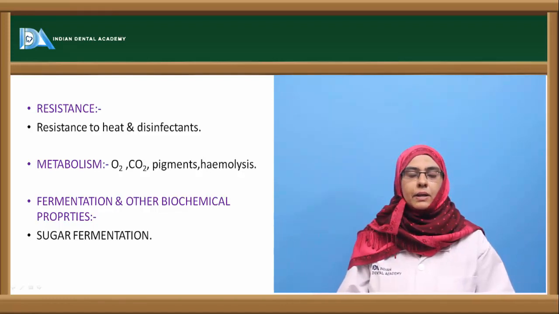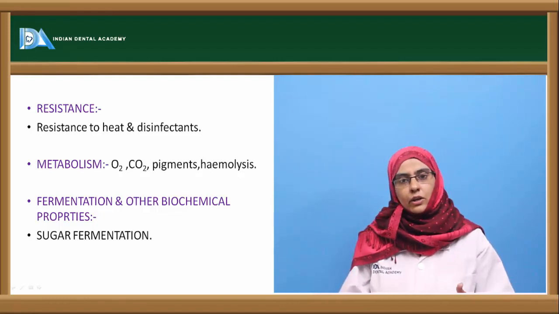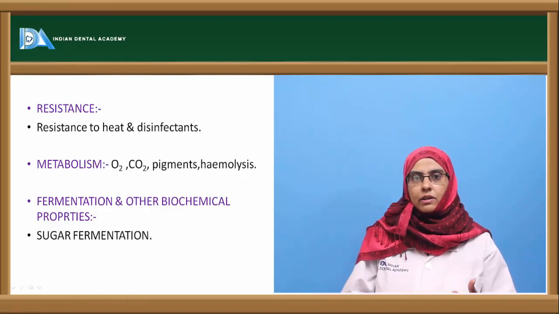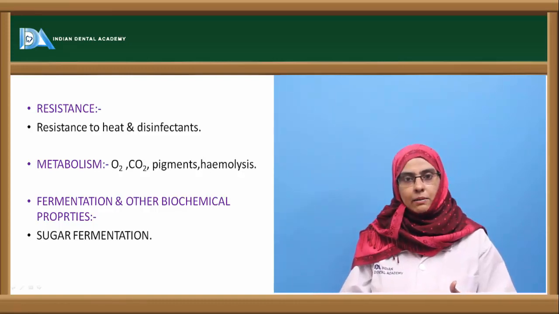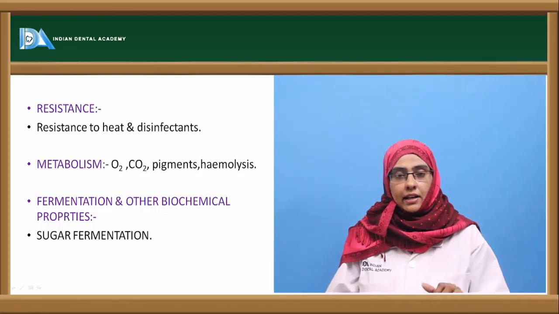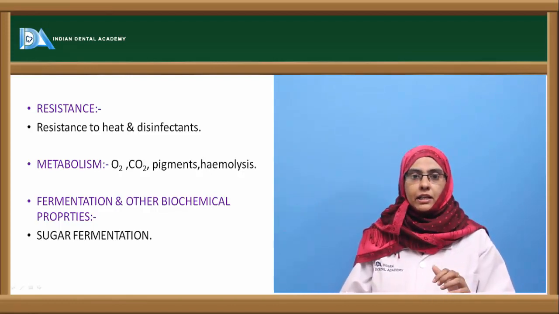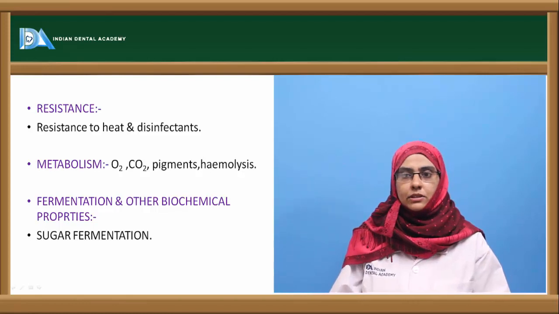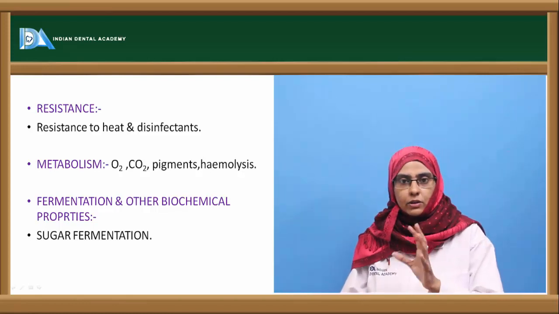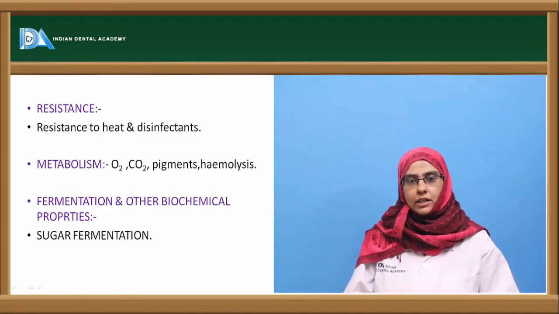Next is depending on their metabolism, whether they are aerobic or anaerobic, whether they require oxygen or not, whether they require carbon dioxide for their growth or not, and whether they produce certain pigments on a media, or whether they cause hemolysis of the RBCs. So depending on that, you can know the metabolic activity of the organisms.